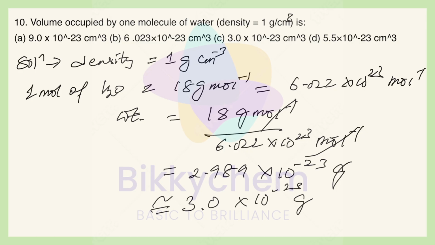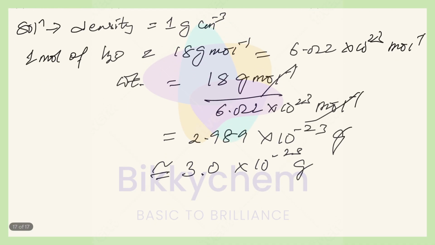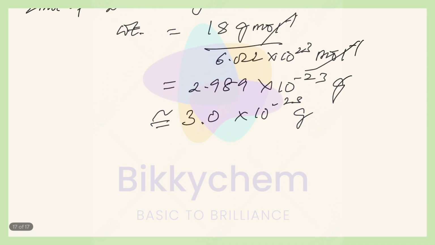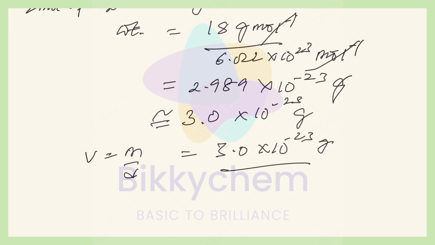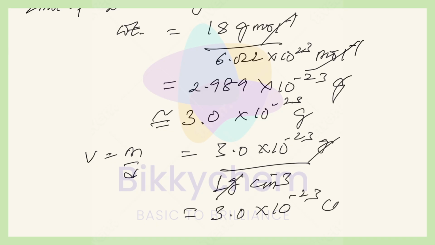Now we need to find out the volume, no? So volume is equals to mass by density. So mass is 3.0 into 10 to the power minus 23 gram, divided by density is 1 gram per centimeter cube. Equals to 10 to the power minus 23 centimeter cube. So option C.